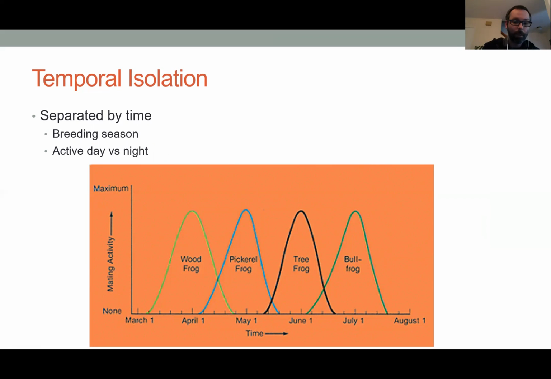But if you're a wood frog, and for whatever reason you have a mutation that really makes you attracted to the bullfrogs, who mate way later, even if you're at the right place, you're going to be there at the wrong time, right? Maybe you're ready to reproduce because it's April 1st, but the bullfrogs are not ready to reproduce because it's not July 1st. And so nothing's going to happen, right? And so if you're separated by time, then you aren't going to be able to successfully mate with anything.